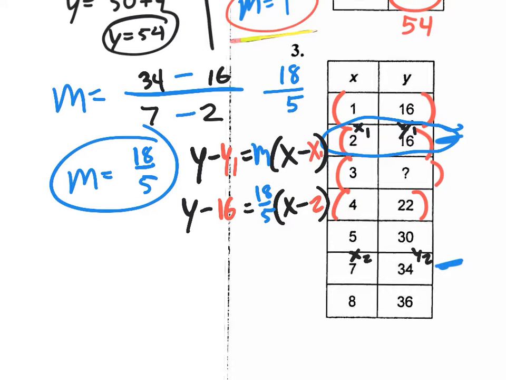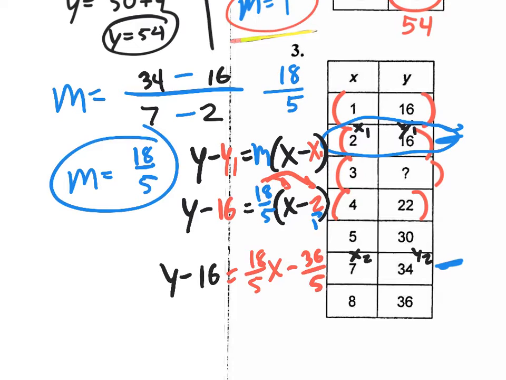To get it to slope-intercept form, we'd have to distribute 18/5 times x. That's simply 18/5 x. And then 18/5 times -2. It's going to be a negative. Just put the 2 over a 1 and multiply the top with the top and the bottom with the bottom. You'll get 36/5. That's an ugly one. And then equals y minus 16 on this side.